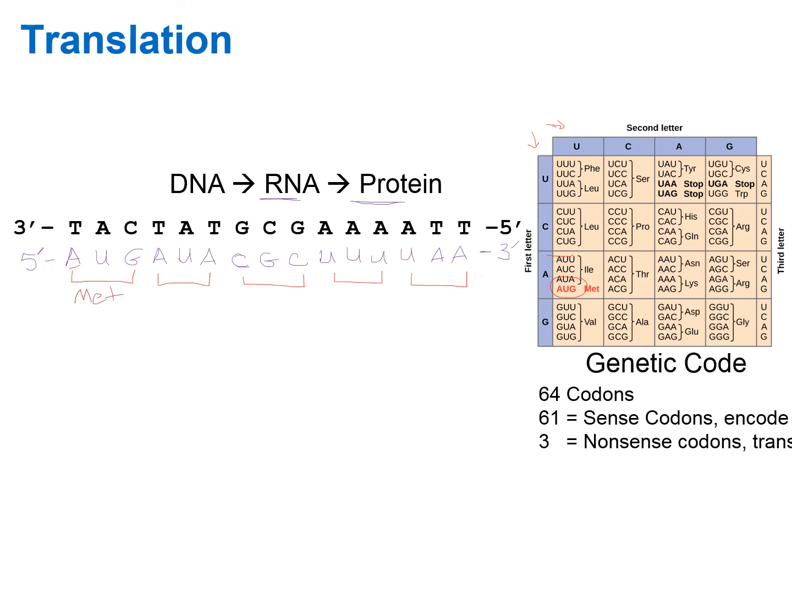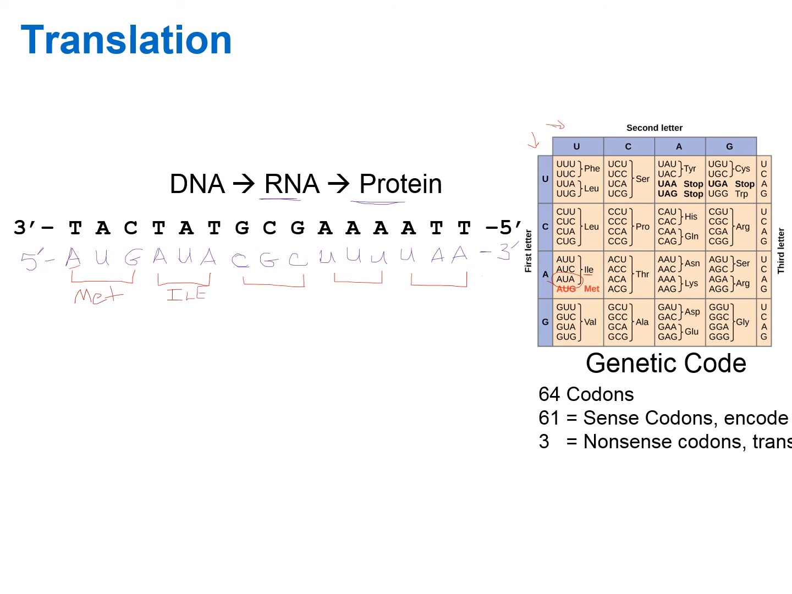Next we have AUA. So again, we're going to find A on the left side. Then we're going to move across the table until we find our U. Sorry, let me go back. And then we're going to find the third letter, which is the A. So that's isoleucine, ILE.